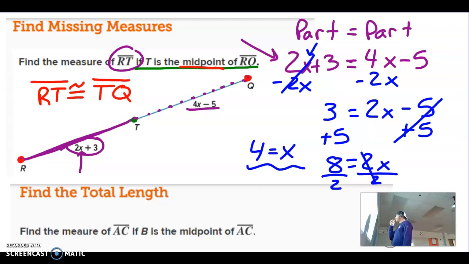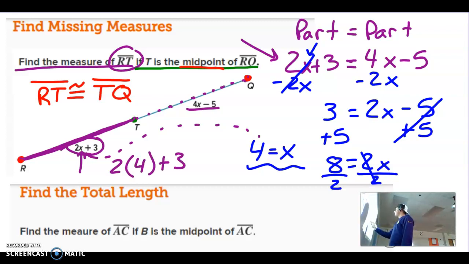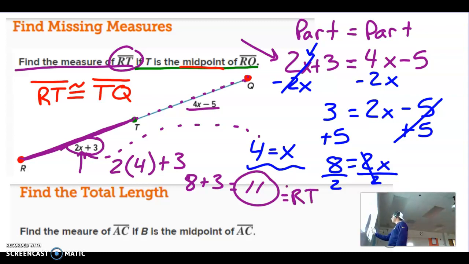Now, one of the things that we find here is that people stop here. In algebra, about 95% of the time, you solve for that variable, and it's done. That's not what we're looking at here. Remember, we needed to find the length of that segment, the measure of segment RT. So I'm going to take this value of 4, that is x, and plug it in for x. So 2 times 4 plus 3, that will be 8 plus 3, and that will give me 11. So the length of segment RT is 11. Okay, so that's how you're going to go through that.